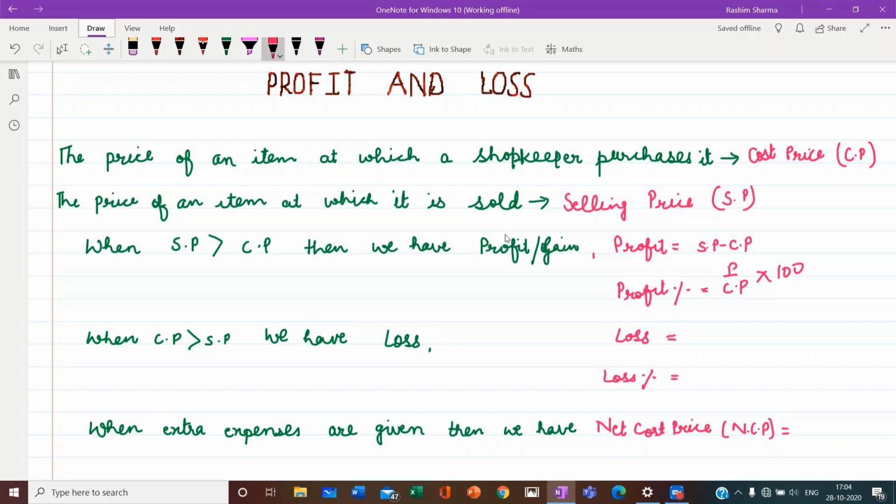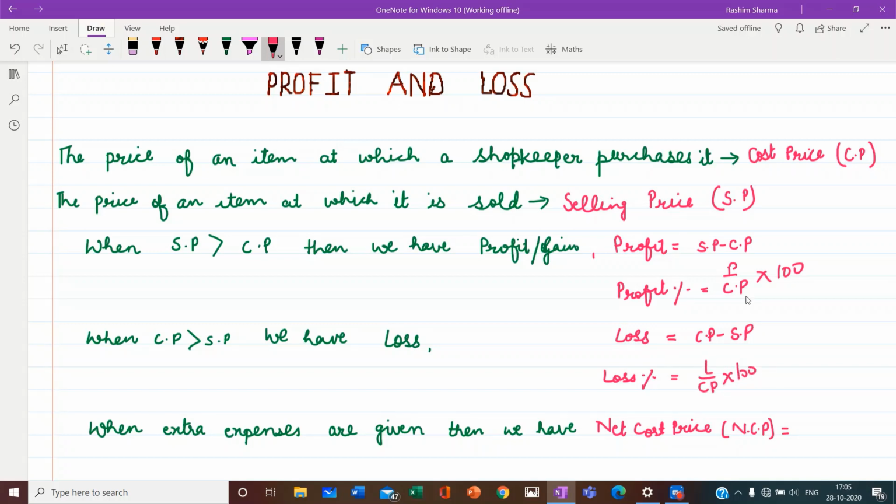Alright, same way, when SP is less than CP, means CP is more, at that time we will have loss. Keep that in mind. And how will we calculate this loss? We will subtract CP minus SP, because CP is more, so CP will be written first. There SP was more, so we were writing SP minus CP. And when we have to find loss percent, same way, loss upon CP into 100.